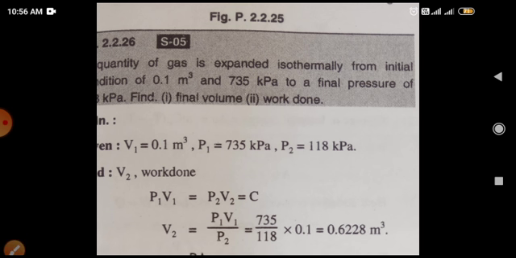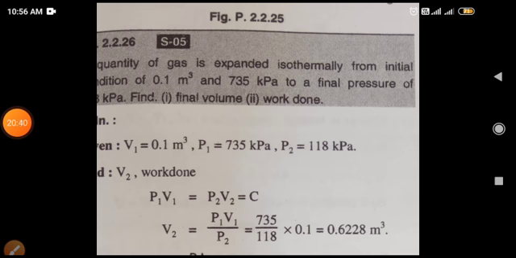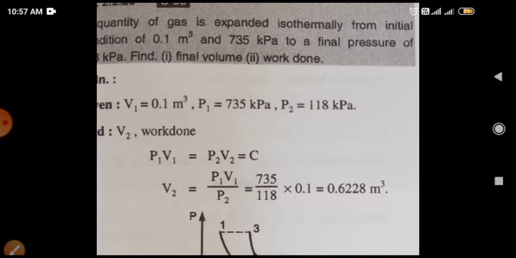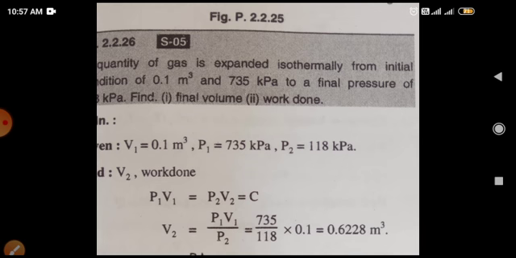A quantity of gas is expanded isothermally from an initial condition of 0.1 meter cube and 75 kilopascal to a final pressure of 8 kilopascal. Find the final volume and work done. Okay, so V1, P1, P2, all this process needs to be written. Then P1 V1 is equal to P2 V2 is equal to C, as this is constant.